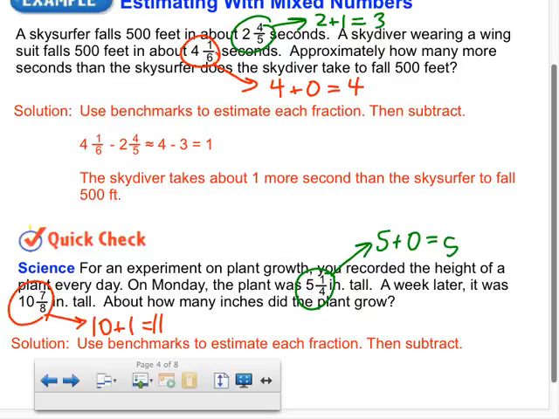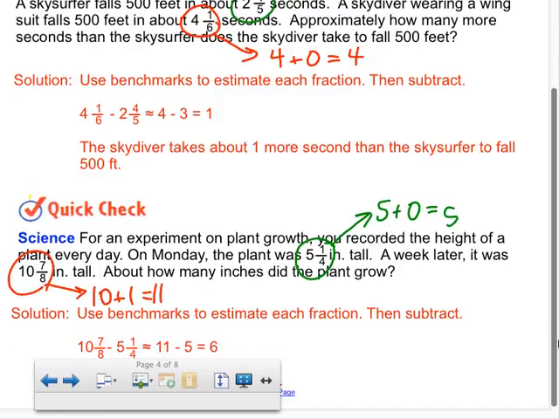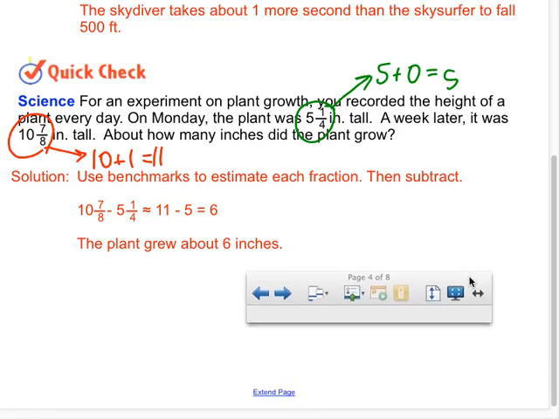How much? 16. It grew, not 16. If it was about 5, and then later we measured it to be about 11, how much did it grow? 6. Do you understand? It was 5, and then we measured it later, it got taller, it was 11. So 11 take away 5 is going to be 6. Okay, are we good? Any questions at this point?